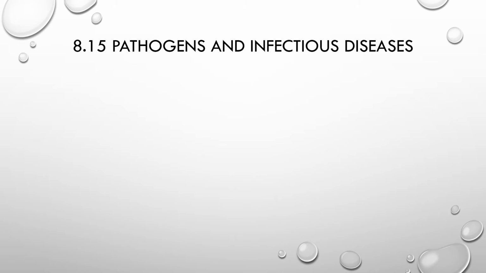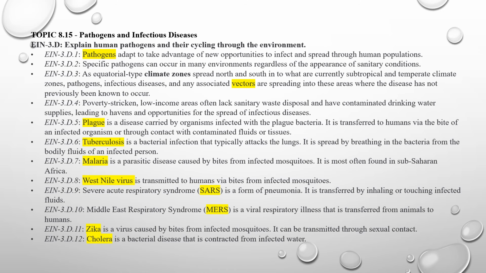Last topic for Unit 8, 8.15, pathogens and infectious disease. Okay, so you have to be able to explain human pathogens and their cycling through the environment. So pathogens are plague, tuberculosis, malaria, West Nile virus, SARS, MERS, Zika, cholera. These are some of the big ones that they expect you to know about.